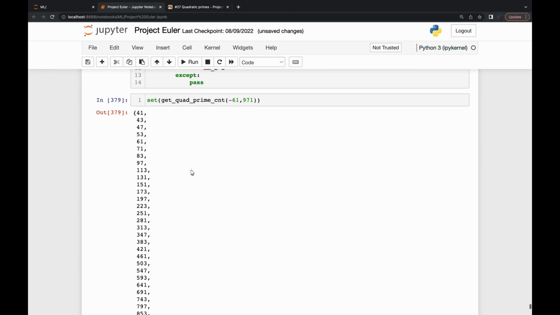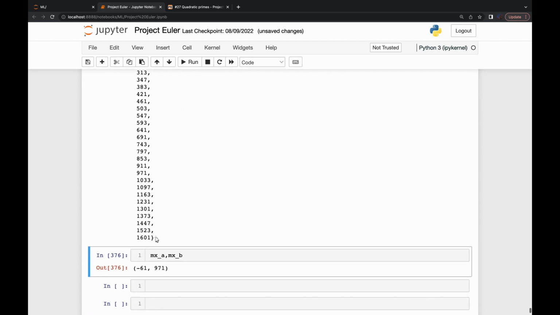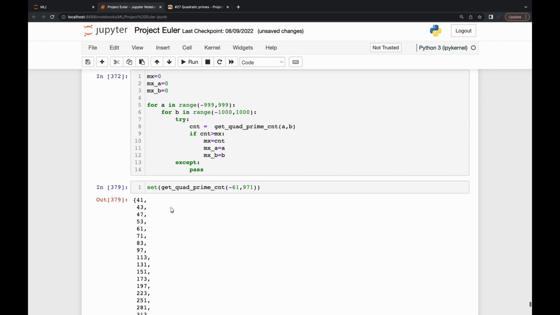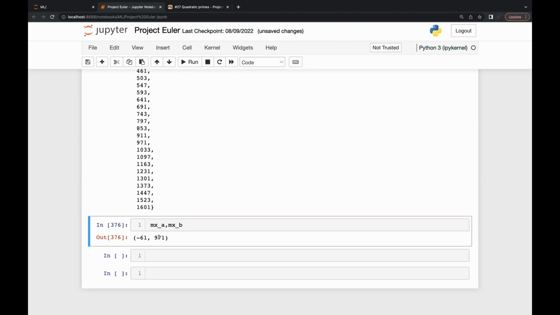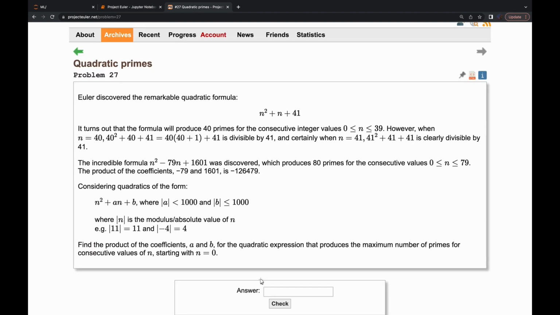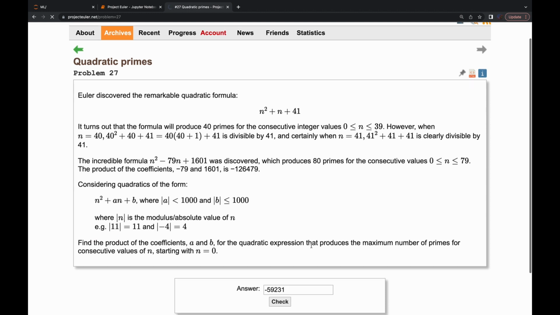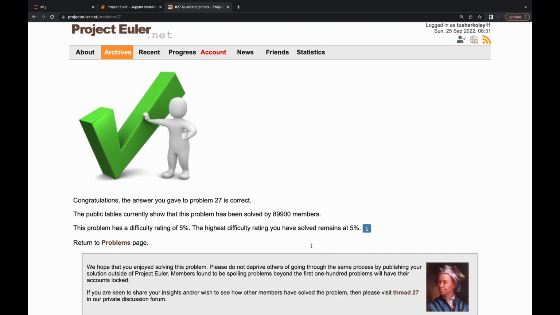Yeah, we are still getting from 41 till 1601. We are probably getting the same set of repeatable prime values. But anyway, the question is asking for the product of these. So this is what the question is asking for. This minus 59 231. So let's try this out. Yeah, our answer is correct.